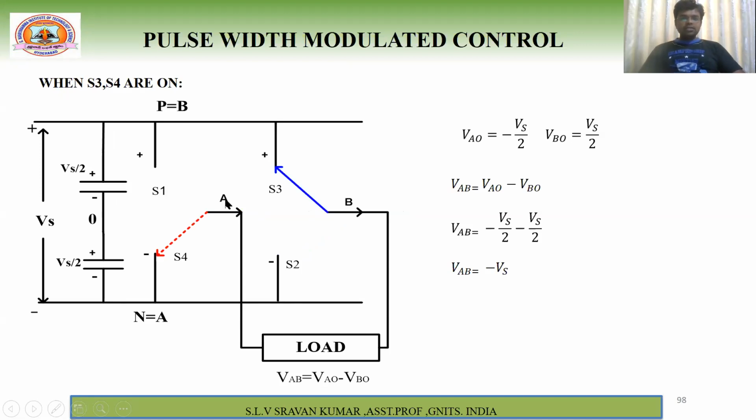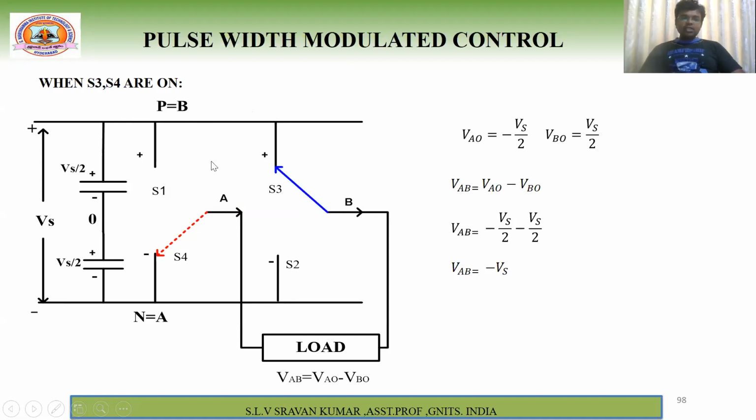So what happens next when S3 and S4 are on? See, this point is connected to this one, right? And this is connected to this one, right? This pole A is connected to here, and pole B is connected to here. Because these 2 points are short circuited, this B point appears here. Understand? Right. Next, again, these 2 points are short circuited. Therefore, N is equal to A. This point directly appears. Understand what I'm saying? Right.